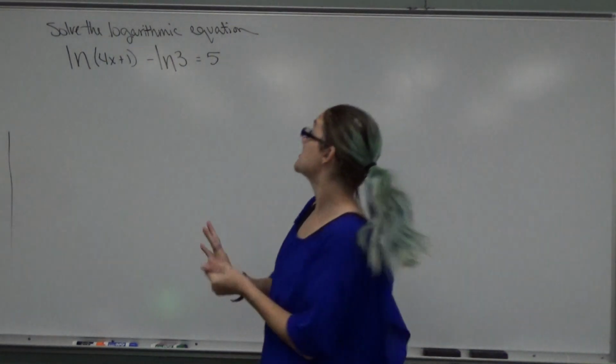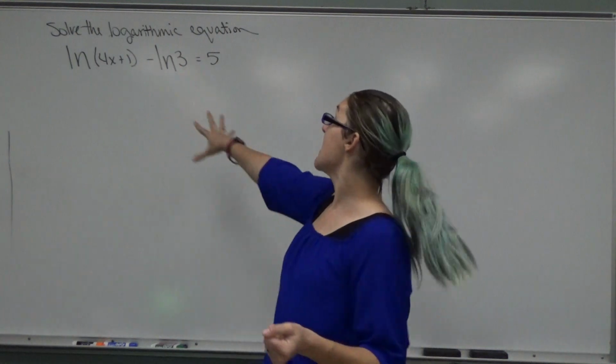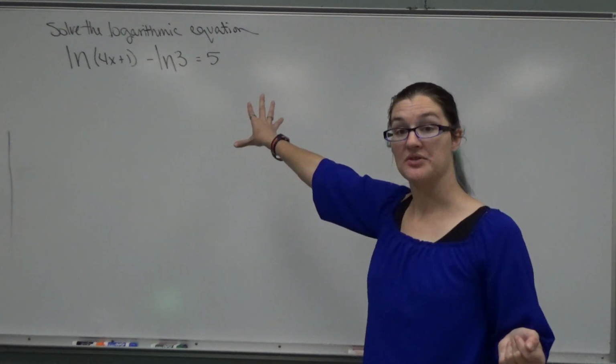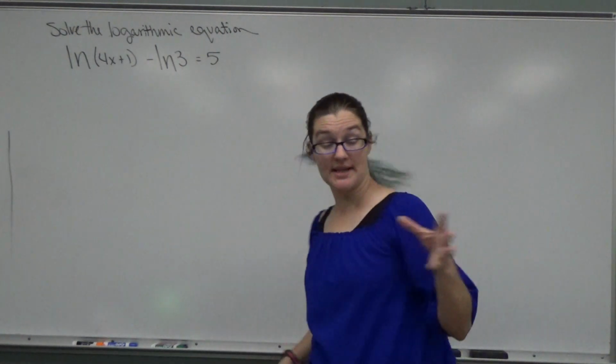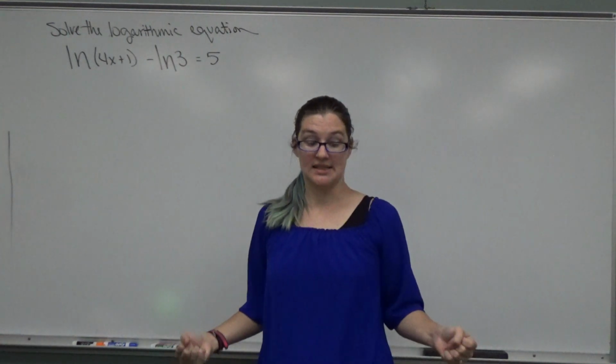Alright, so today we're going to be solving logarithmic equations. We have ln of 4x plus 1 minus ln of 3 equals 5. Now the first thing I want to talk about is the biggest mistake students tend to make.